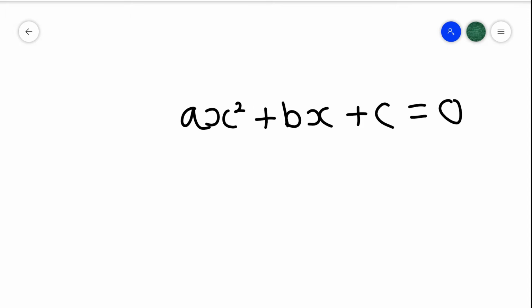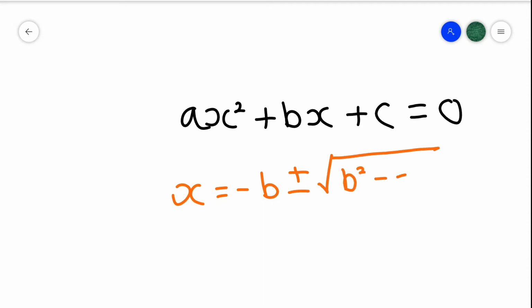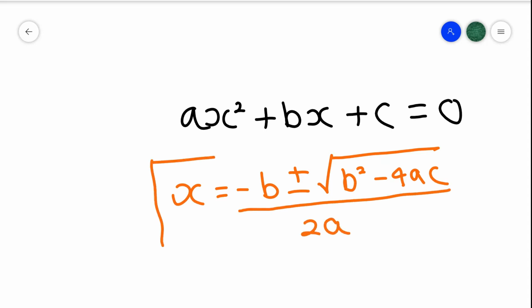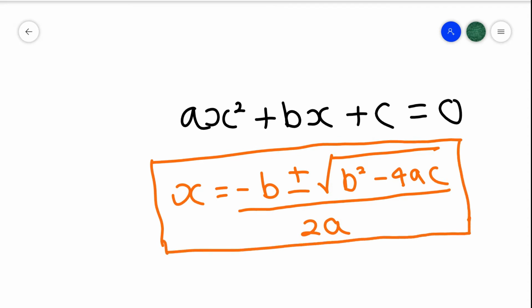The values for x can be found using the formula x is equal to minus b plus or minus the square root of b squared minus 4ac, whole thing divided by 2a. We refer to this as the quadratic formula. What we are going to learn today is how we get this formula and what steps are involved in deriving it.